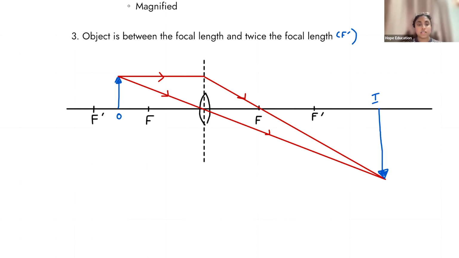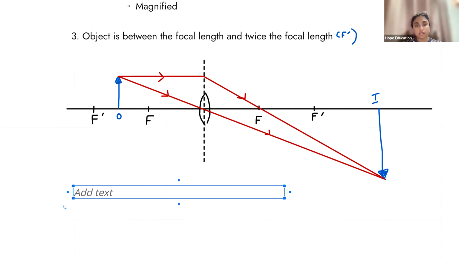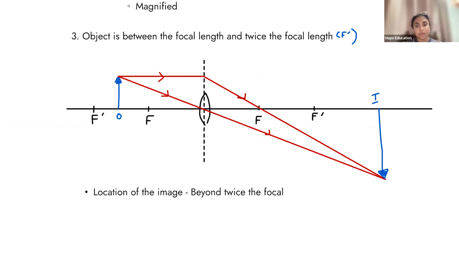Okay. So let's write location of the image: beyond twice the focal length. Twice the focal length can be marked here as F dash. The image is beyond that. So beyond twice the focal length on the other side of the lens.